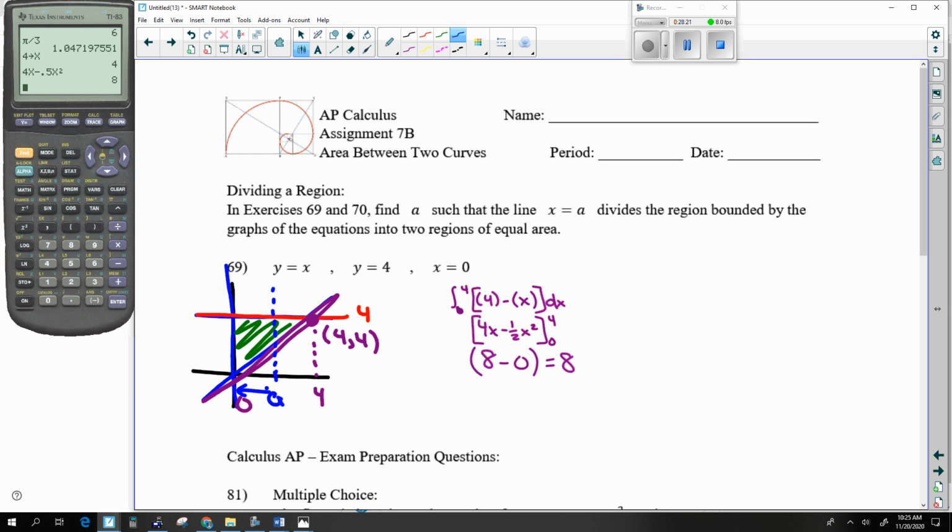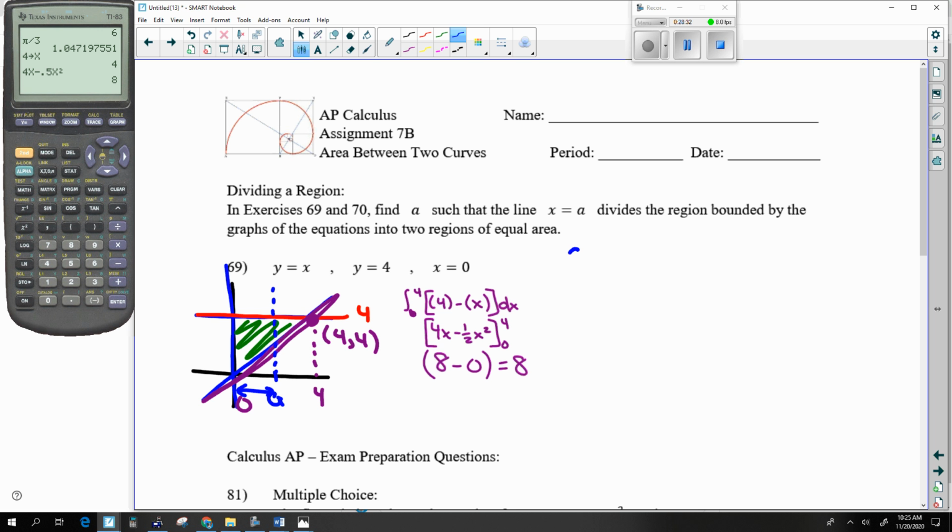So I'm going to focus in on this left area. I set up an integral that looks something like this. My area is going to start at 0 and go to the letter a, and it's going to be of the same thing, 4 minus x.